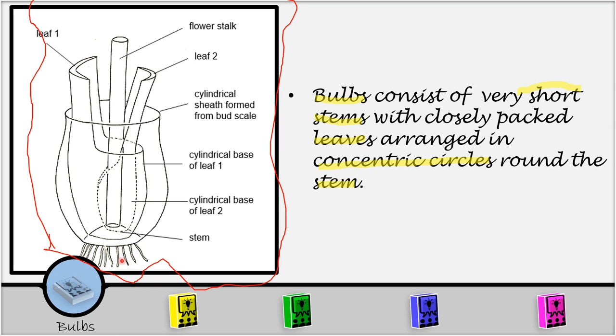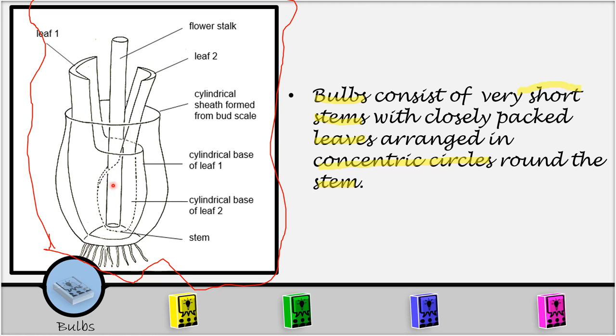At the bottom here, we can see some roots. Then there is a disc-like structure down here. That is the stem of a bulb. Then in the middle, we have a tube going through. That tube is the flower stalk.